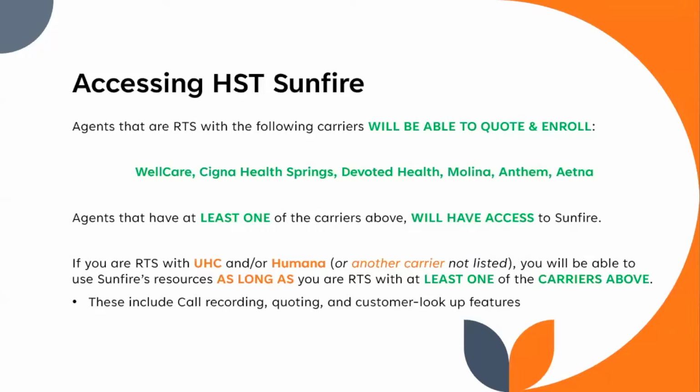If you have access to SunFire, again, you are able to quote the other carriers that aren't listed in green. You just won't be able to enroll in that site. You just have to go directly to the carrier site. So hopefully that answers some of those questions. As we're waiting for United and Humana, you are more than welcome to go to their carrier site to quote and enroll, but of course you are able to use the SunFire feature for quoting purposes.